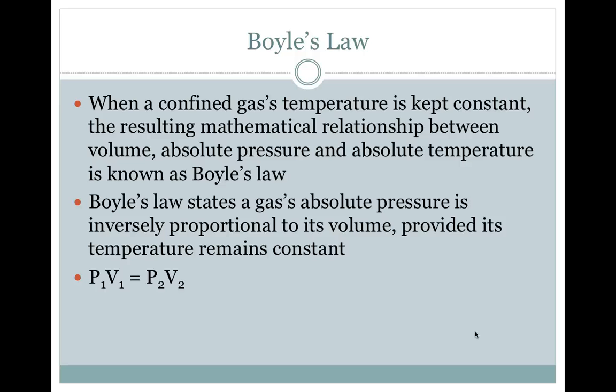Boyle's law states that a gas's absolute pressure is inversely proportional to its volume, provided its temperature remains constant. So here we have P1 V1 equals P2 V2. This is Boyle's law. The first pressure times the first volume is equal to the second pressure times the second volume.